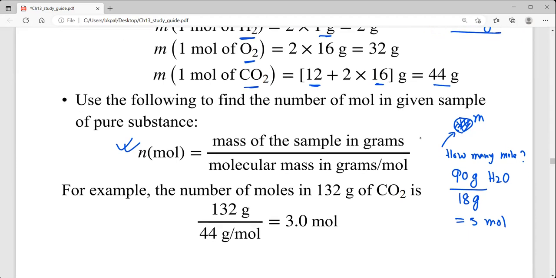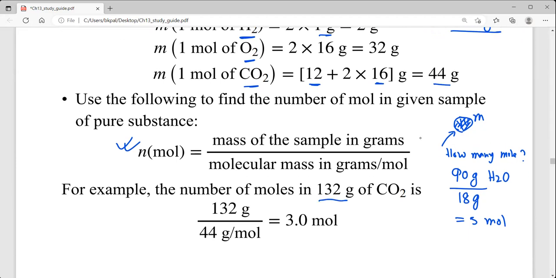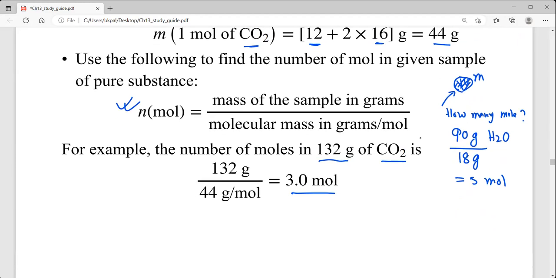Similarly, you can show that for 132 gram of carbon dioxide there are 3 moles. So 132 divided by 44 is equal to 3 mole. Using this you can determine the number of moles for any sample if you know the molecular mass. All right.